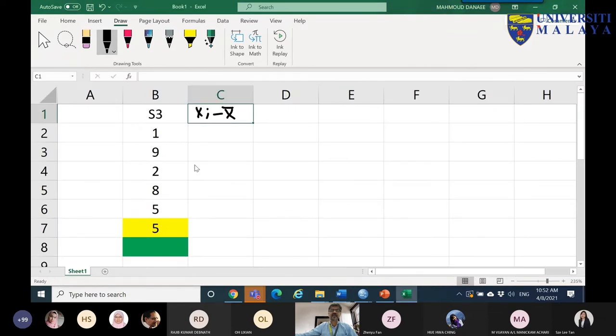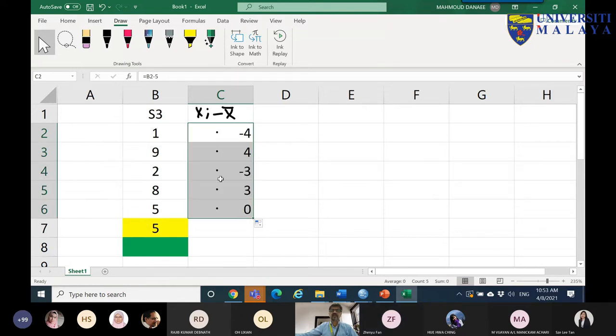Okay, back to this data. Now we want to calculate the standard deviation. Deviation from where? Deviation from the mean. Can you tell me how much the deviation is here? It's equal to this cell minus 5, right? If I drag it, it will be calculated for all of the subjects.